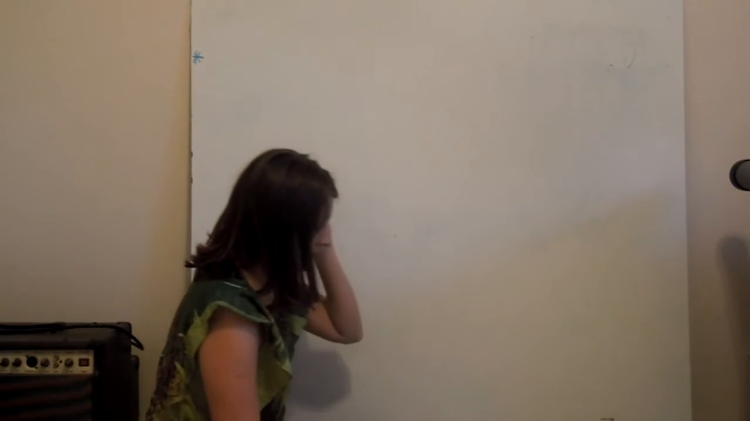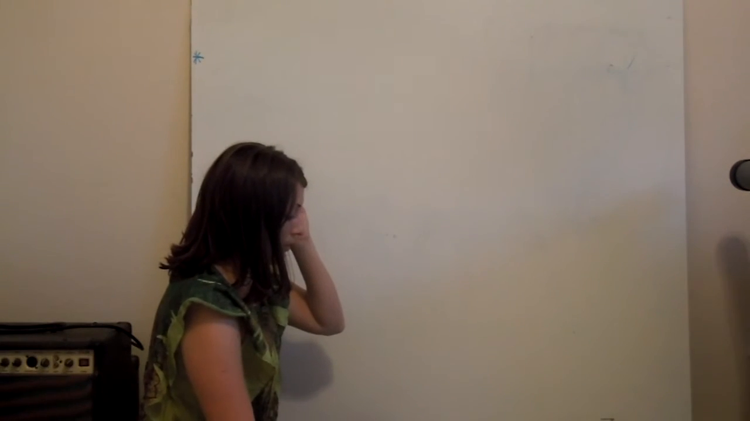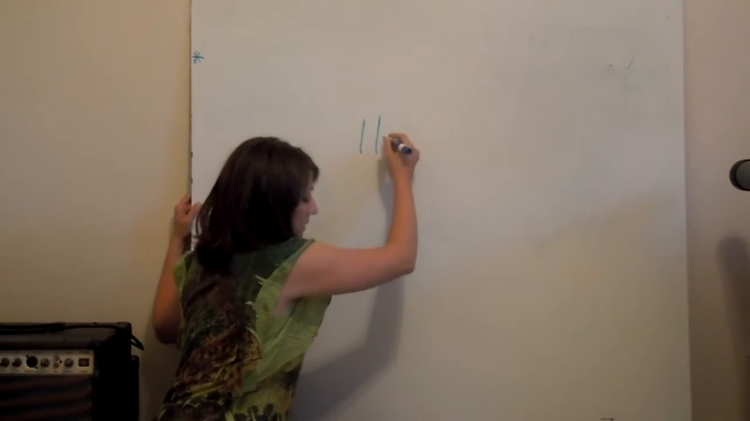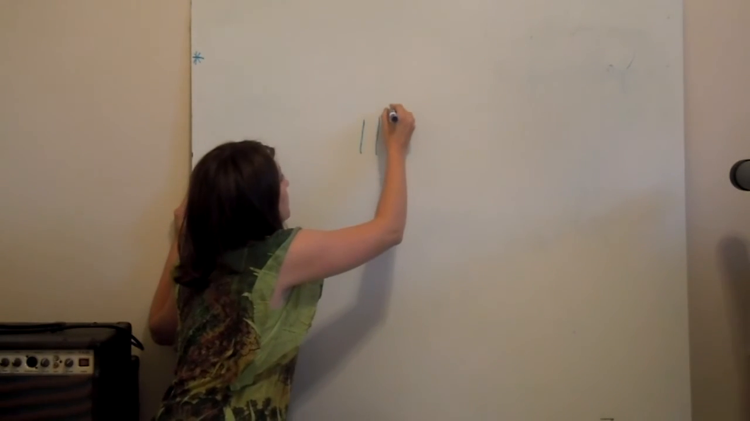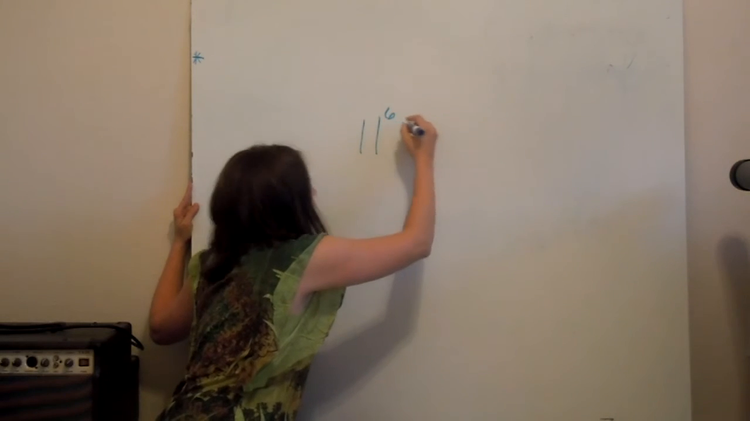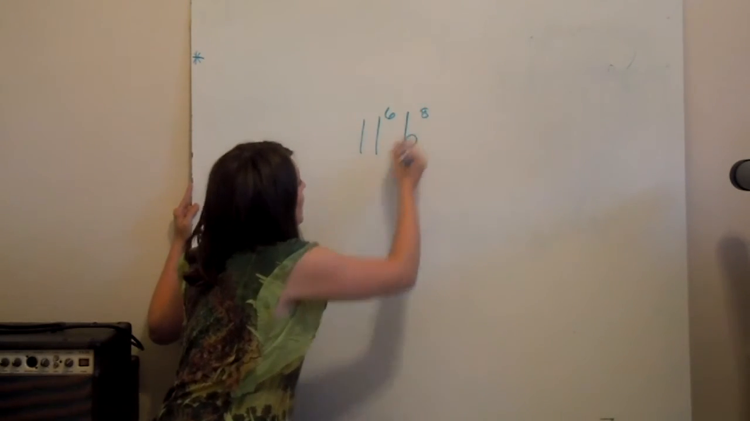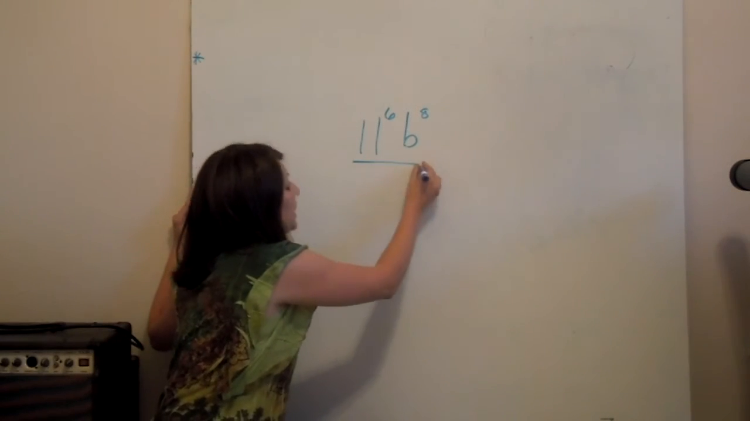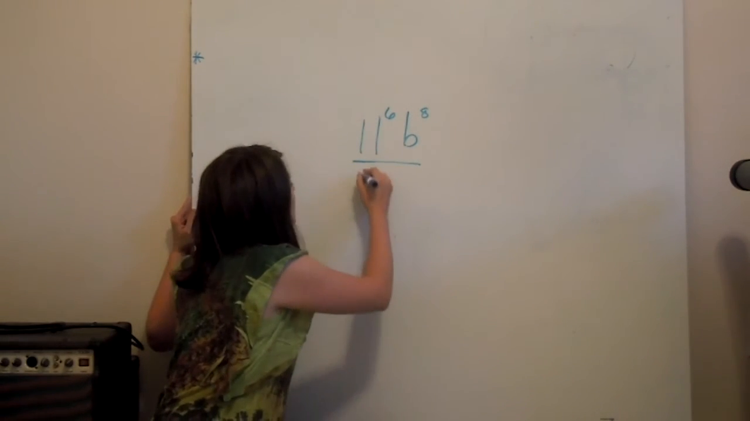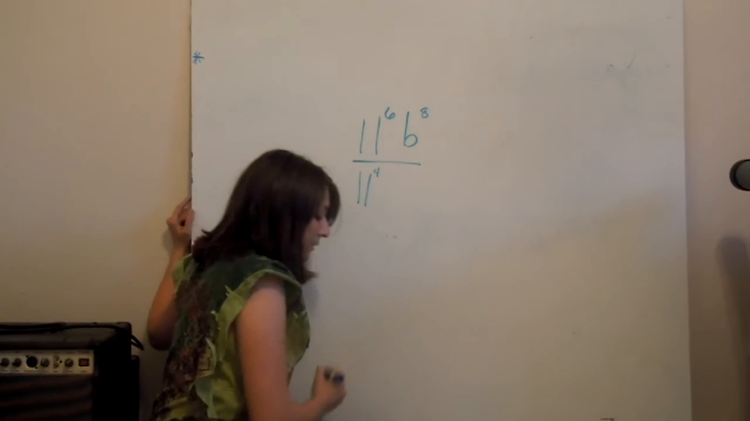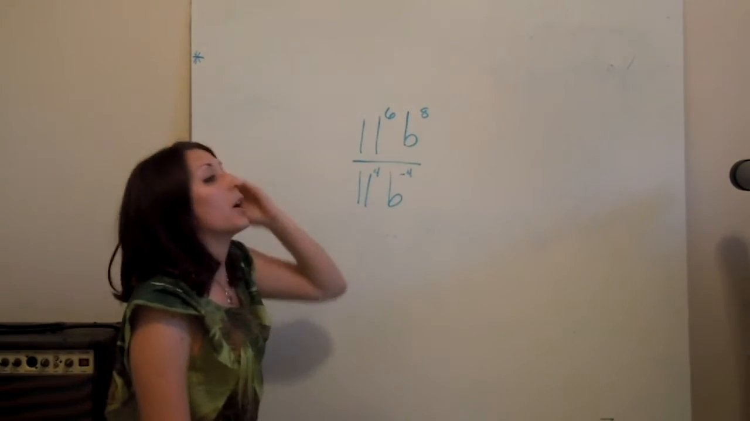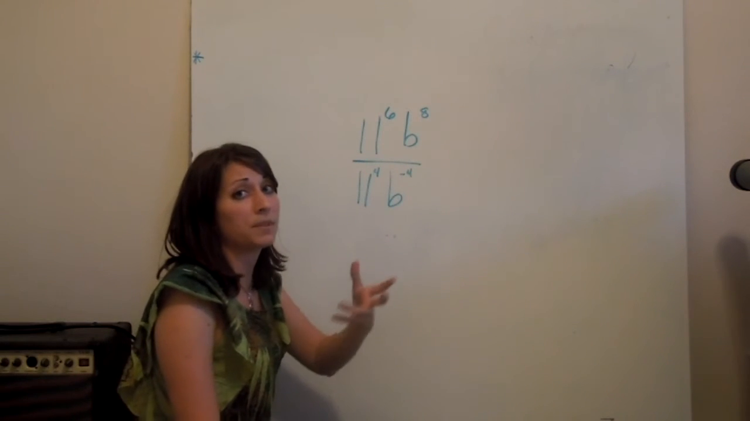All right. Now we're going to do a quotient rule. And this one can get a little sticky, so we're going to go a little slower with this one. 11 to the 6th power times b to the 8th power is your numerator. In your denominator, you have, or I could say divided by, 11 to the 4th power and b to the negative 4th power. So our quotient rule was that it's the opposite of the product rule.